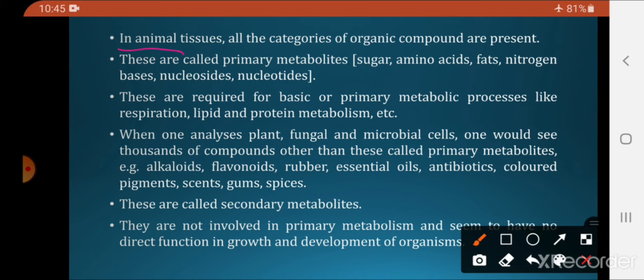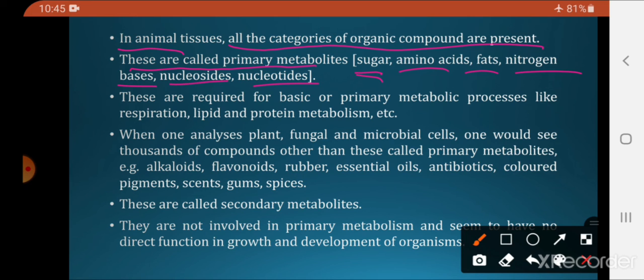In animal tissue, all the categories of organic compounds are found. So ये जो भी ऑर्गेनिक अभी तक जो भी बायोमोलिक्यूल्स हमने स्टडी किए, लाइक शुगर यानी कि मोनोमेरिक यूनिट जैसे शुगर, एमाइनो एसिड्स, फैट्स, नाइट्रोजन बेसेस, न्यूक्लियोसाइड्स, न्यूक्लियोटाइड्स, ये सब कंपोनेंट एनिमल टिश्यू में प्रेजेंट है.